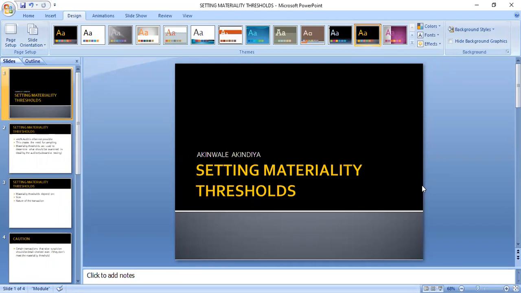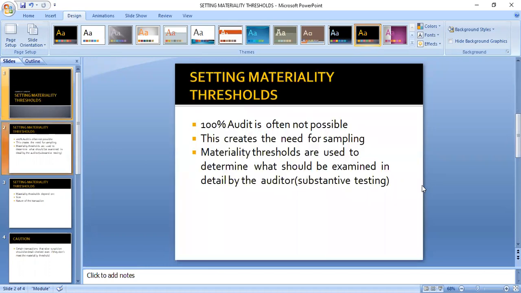I want to speak today on setting materiality thresholds. In audit, materiality is a very important concept because 100% audit is not often possible unless it's a small organization. That's where you can audit everything. So most of the time you have time constraint, then you have cost constraint. Those two factors always limit the possibility of 100% testing.